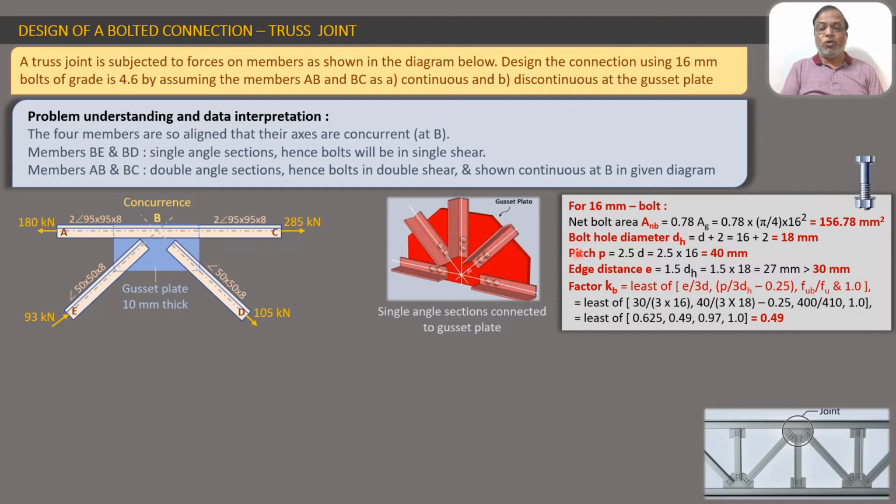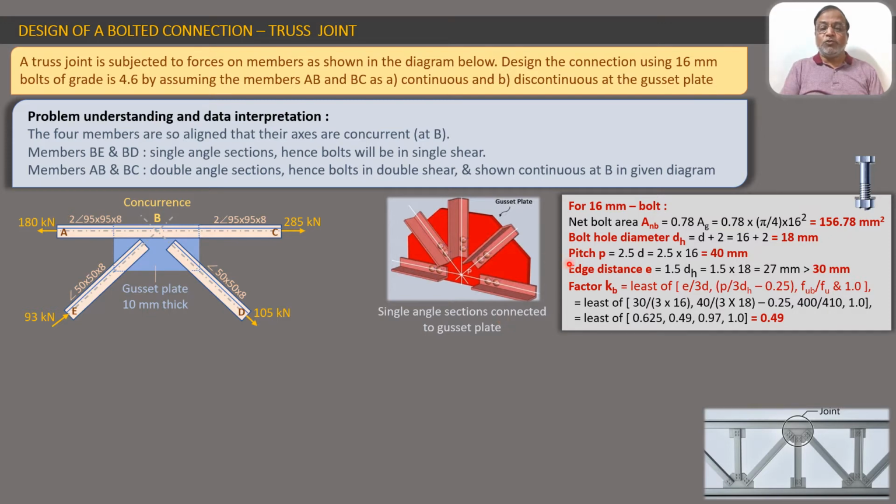Second dimension about the bolt is the bolt hole. So we have to make a bolt hole in order to insert the bolt, and we know that the bolt hole has to be a little bigger than the diameter of the bolt itself. So the diameter of hole in this case is going to be D plus 2, that is 16 mm plus 2, that is 18 mm.